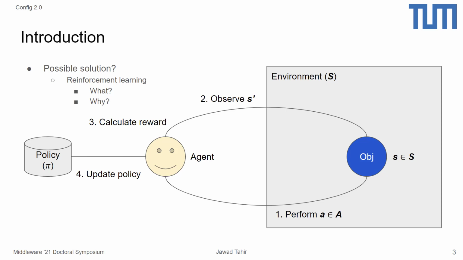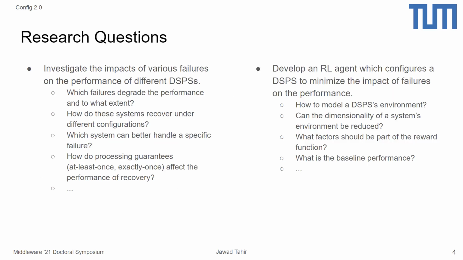And the reason we chose reinforcement learning is that it does not require a huge amount of labeled data as compared to other machine learning techniques, for example, neural networks, where one needs a huge amount of labeled data to train the neural network. Now let's see what the research questions are that this doctoral study aims to answer.